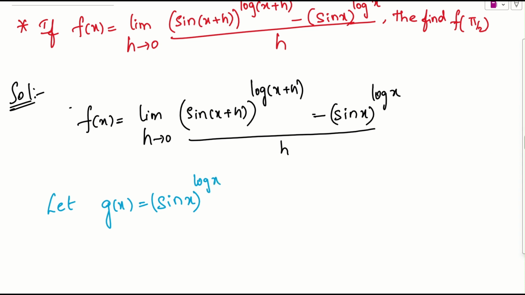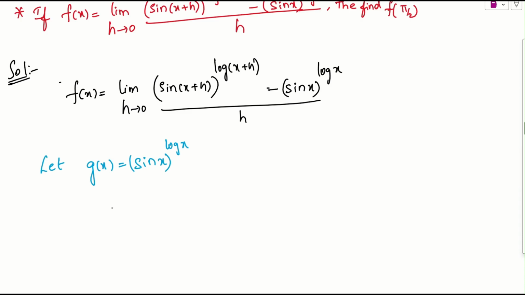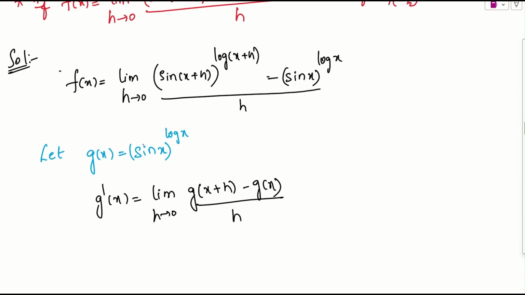So if I move on to the general definition for the derivative, what is the derivative here? Let me write it down. If I ask you g dash of x, what is the actual formula? Limit h tends to 0, g of x plus h minus g of x, divided by h. This is the general definition. So g dash of x is nothing but the limit h tends to 0 of g of x plus h minus g of x by h.